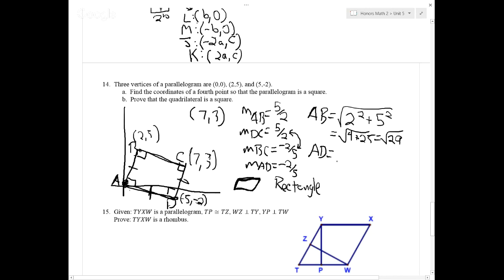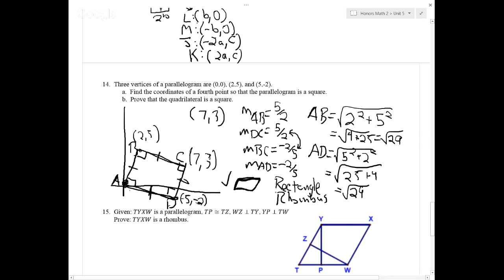So let's check AD. AD, I went 5 to the right, down 2. So I went 5 squared plus 2 squared. I'm not worried so much about negatives because I'm going to square them anyways, and I get 25 plus 4, which is also the square root of 29. So now I can say all 4 sides are the same. So it is also a rhombus.